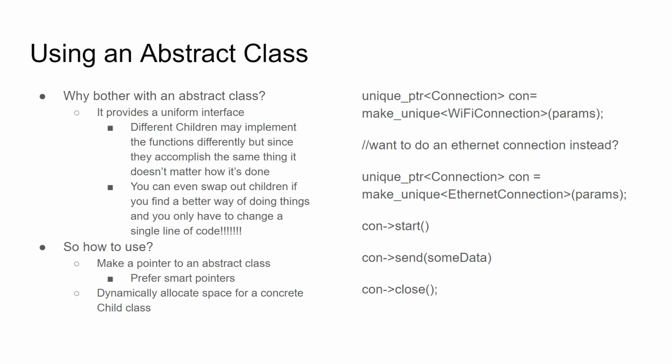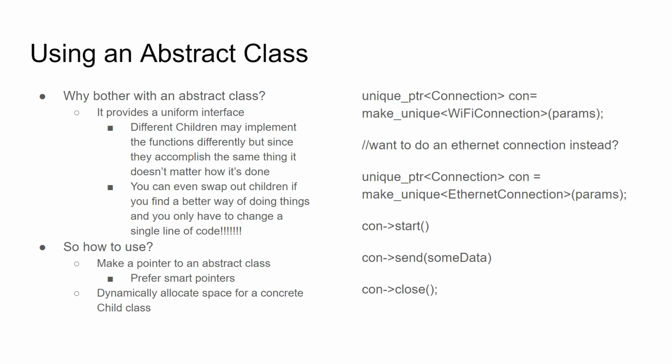Okay, again, why would you bother with an abstract class? It provides a uniform interface. Different children may implement the functions differently, but since they accomplish the same thing, you don't really care how it's done. You could also really easily swap children out if you find a better way of doing things, and you would only have to change a single line of code.